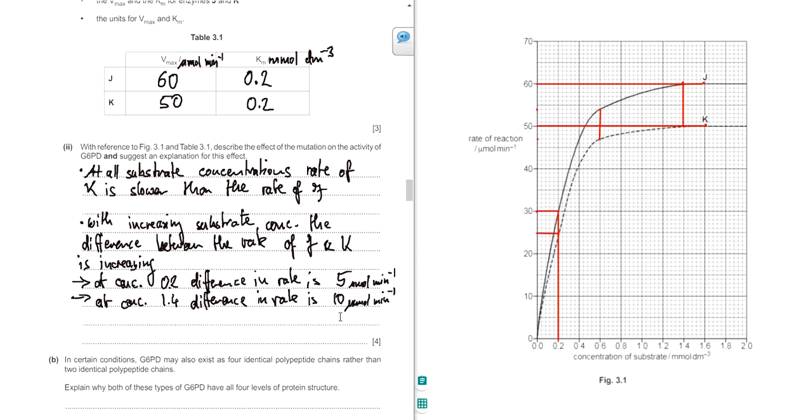So that should be 3 points. We need one more point, and the last point we can score by suggesting an explanation for this effect. And here we have several options. It all boils down to the mutation that we have and one amino acid that has been changed.